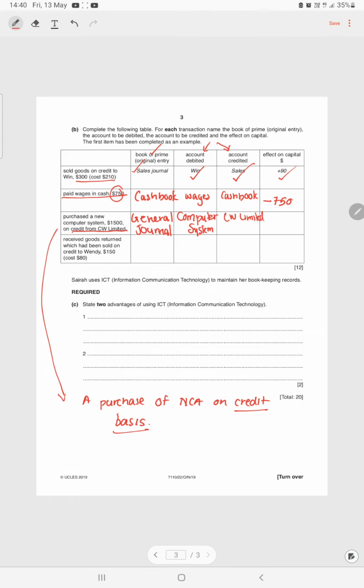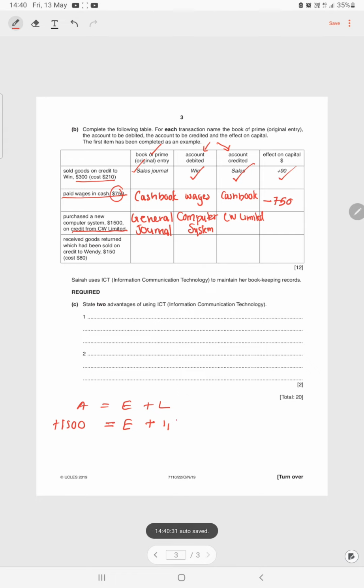Is there an effect on capital? No. I'll show you why. If you remember your accounting equation, assets equals equity plus liabilities. So when you debit computer system, which is an asset account, it's going to go up by 1,500. Equity will remain the same, and liabilities will go up by 1,500.